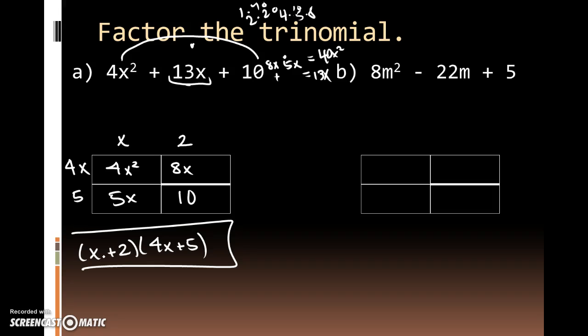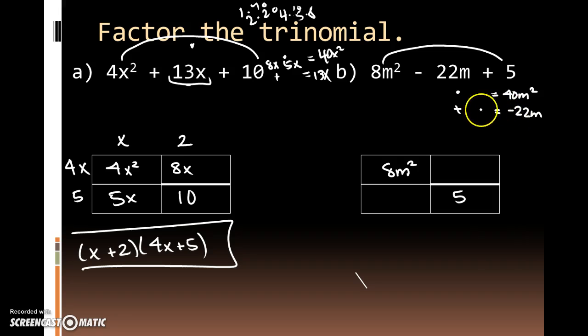So same first steps: first term, first box; last term, last box. Now I'm looking for two numbers that will multiply to give me 8m squared times 5, that's 40m squared. What a coincidence. And then that will add to give me negative 22m. Because the product is positive, I know that I need a positive times a positive or a negative times a negative. Because they have to add up to a negative number, I'm thinking probably a negative and a negative.